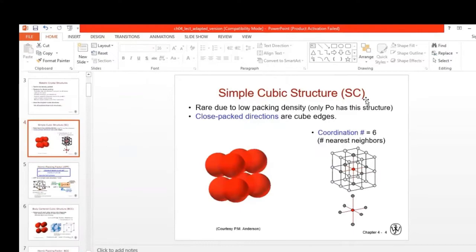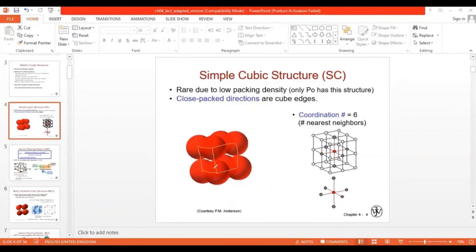This is simple cubic structure, right? Simple cubic structure. SC, we call it SC. So in this red diagram, you see a box drawn in lighter lines. Okay, so this is 3D, you see.